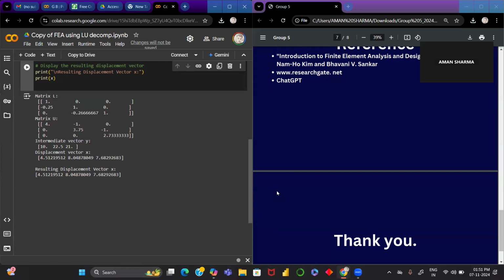Sir, if the stiffness matrix is large or the structure is huge, we require lots of computational power. We only demonstrated it with a 3x3 matrix, but in a real case scenario, the stiffness matrix is really huge, so more computation is required.